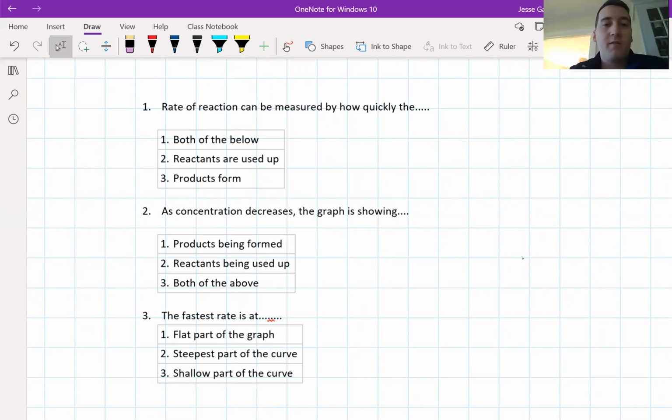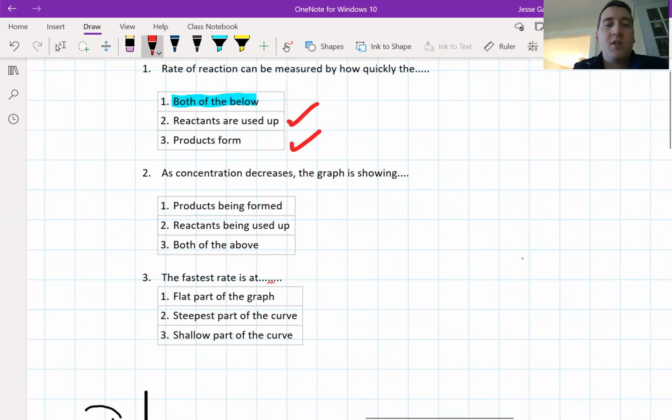Okay, so first of all, rate of reaction can be measured by how quickly, and that would be both of the below. We can measure how quickly the reactants are used up or how quickly the products form. Both of these are true, so we say both of the below. Rate of reaction can be measured by how quickly both of these things happen, reactants used up or products formed.